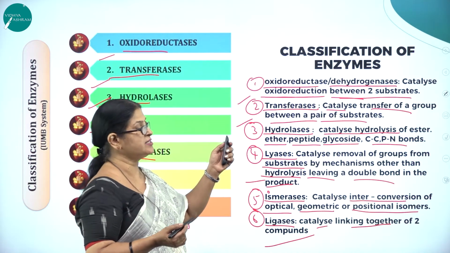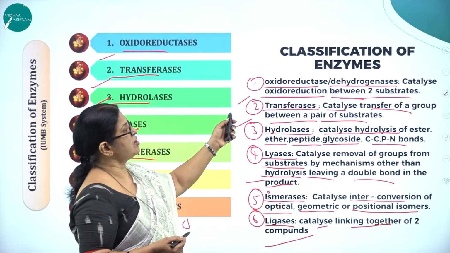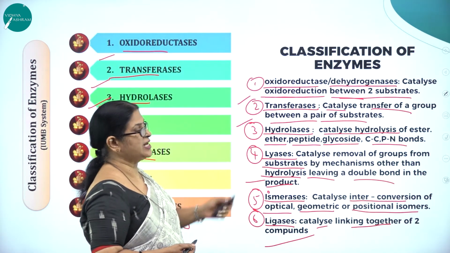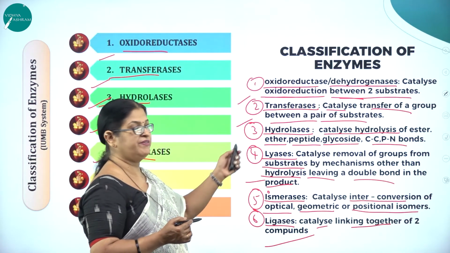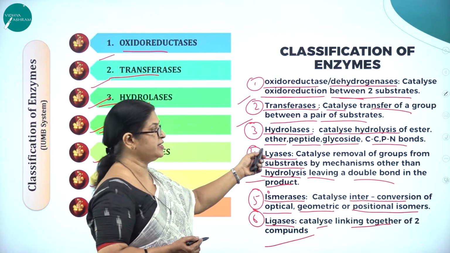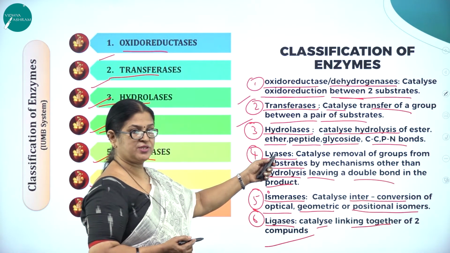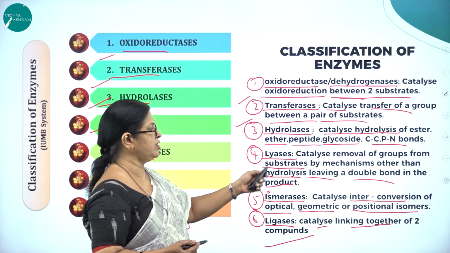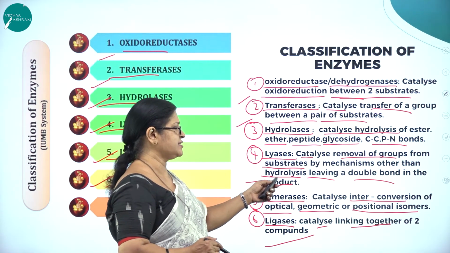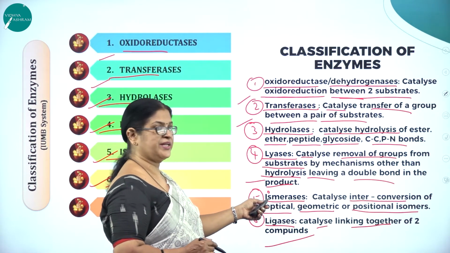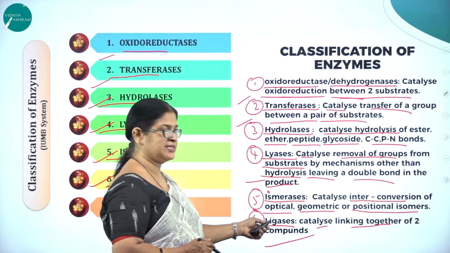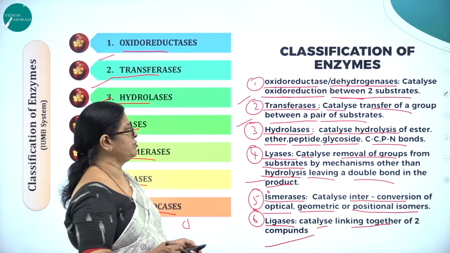Oxidoreductases are based on the substrate they act upon. So oxidoreductases or dehydrogenases catalyze oxidoreduction between two substrates. Transferases catalyze transfer of a group between a pair of substrates. Then hydrolases catalyze hydrolysis of ester, ether, peptide, glycoside, etc. Lyases catalyze removal of groups from substrates by mechanisms other than hydrolysis, leaving a double bond in the product. Then isomerases catalyze interconversion of optical, geometric or positional isomers. Ligases catalyze linking together of two compounds.